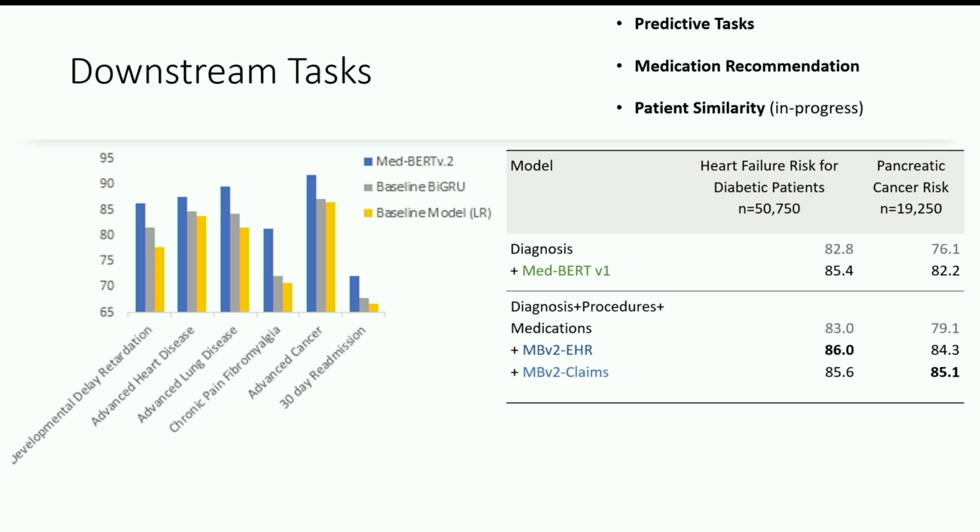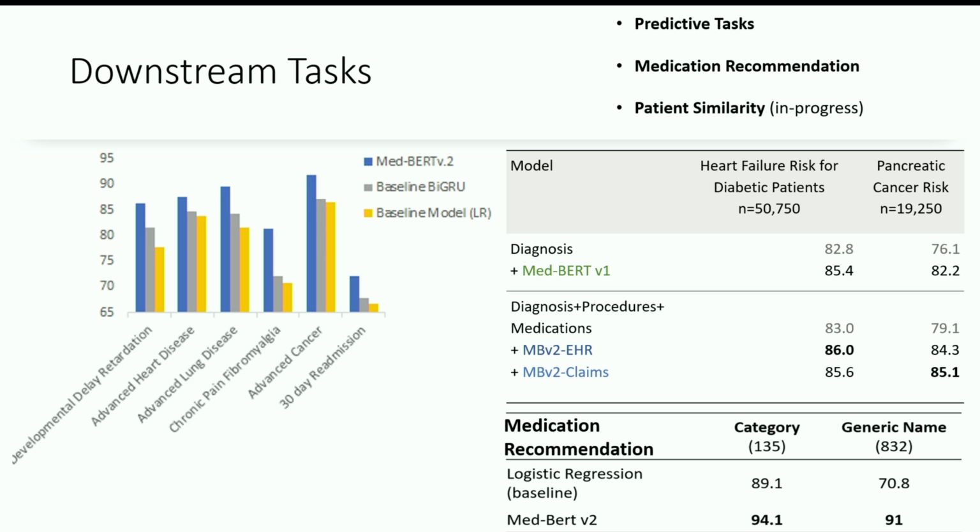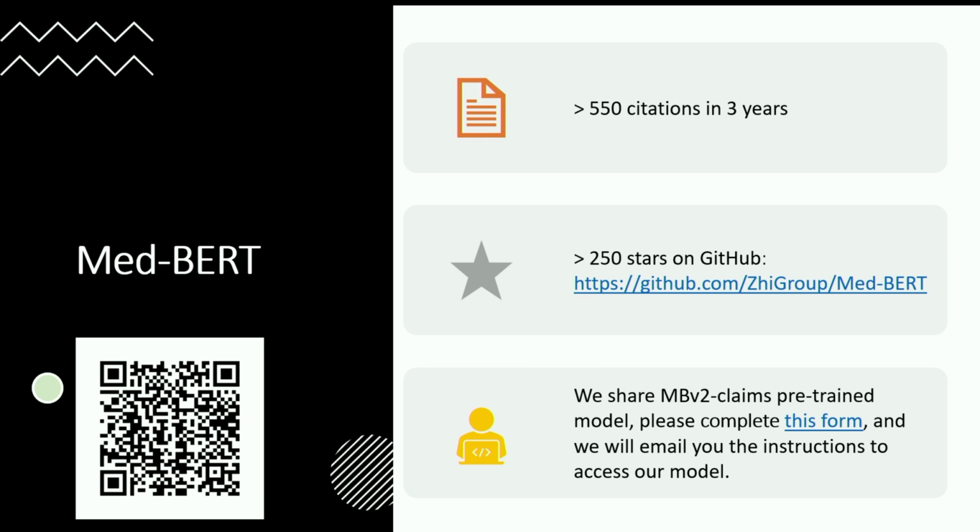Besides the work on predictive modeling, we also work on medication recommendation, and you can see that for medication recommendation, the MedPERT v2 model can achieve a better performance of around 94% compared to 89% using a baseline model. This is the link for our MedPERT. We are proud of having more than 550 citations, which is not bad in our domain, and around 250 stars.